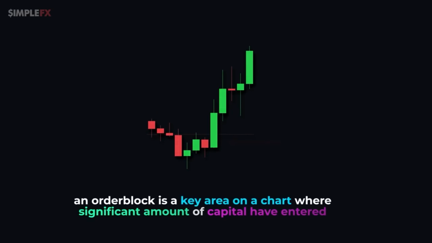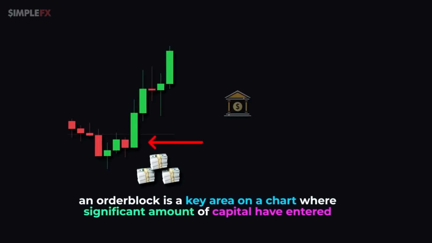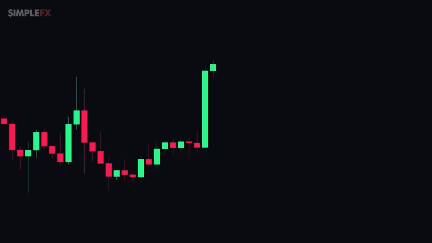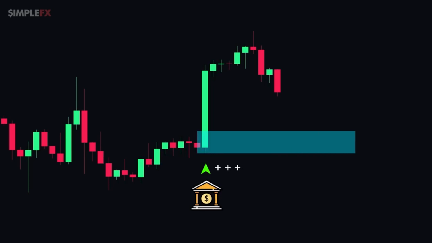An order block is a key area on the chart where significant amounts of capital have entered the market, typically by big banks or large institutions, often referred to as smart money. Since they trade with substantial capital, their actions usually cause noticeable price movements on the chart. So if you notice the price moving sharply from a specific area like this one, it could indicate that smart money has taken a position. Large buy orders are needed to drive the price up quickly. The initial area where these trades are placed is known as an order block.